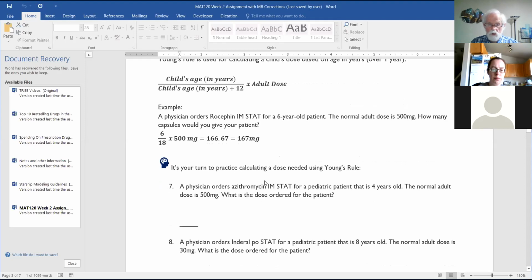So this particular problem, we've got another drug to be given IM. The pediatric patient is 4, so that becomes the child's age. We add that up, multiply it, and get an answer.